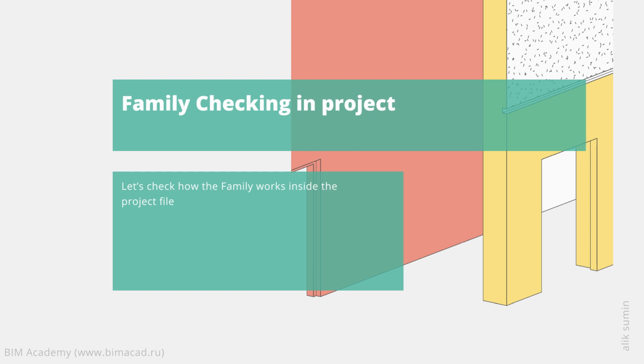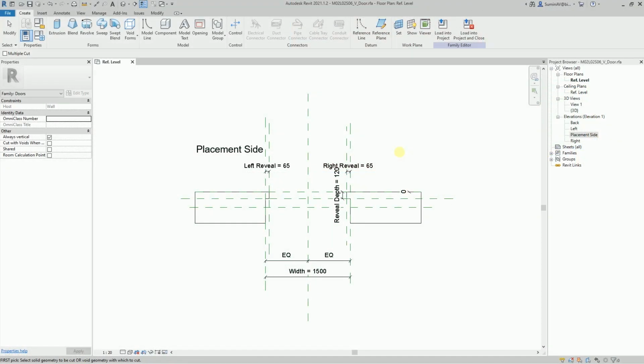Another good way to test the family work is to load it into a project. It's not necessary at all to wait for the moment when we finally form a family. It's better to check it now and at each stage when we add something new to the family. This way, you can immediately detect the error and it will be easier to fix it.